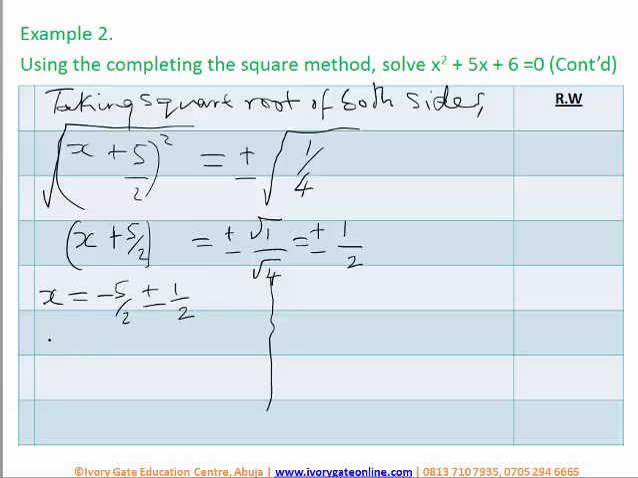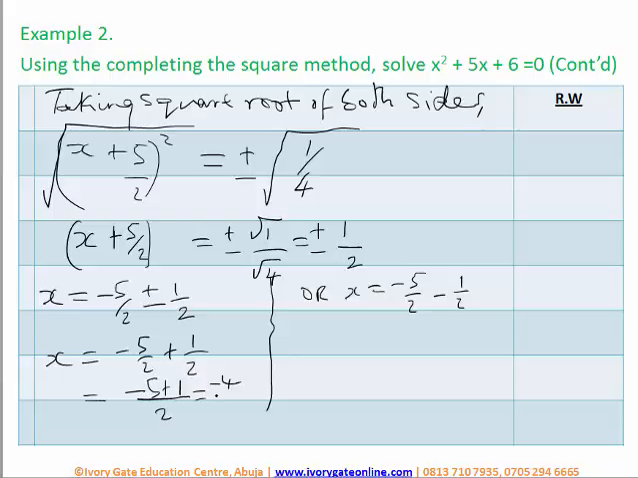Okay, therefore we have x is equal to minus 5/2 plus 1/2, or x is equal to minus 5/2 minus 1/2. When it is x is equal to minus 5/2 plus 1/2, we have the LCM is 2, so in that case we have minus 5 plus 1, that is this divided by this, 1 times this minus 5, this divided by this, 1 times 1, 1. So this gives us minus 5 plus 1 is minus 4/2. This is minus 2.